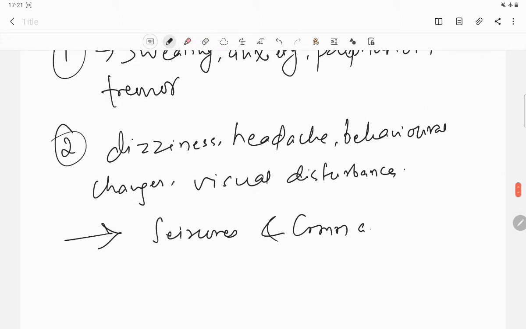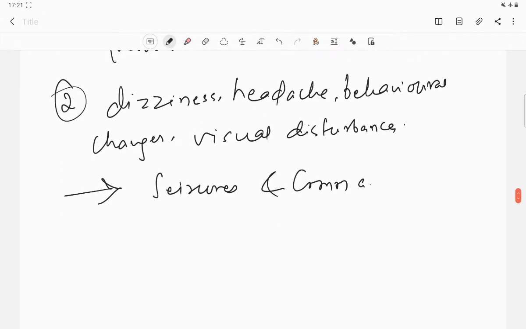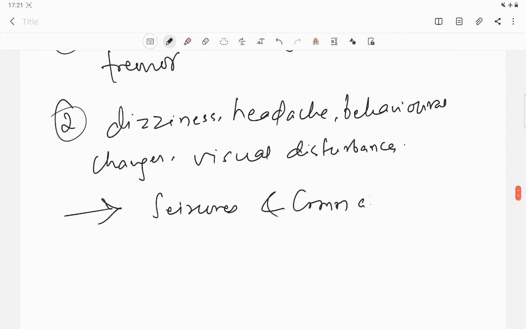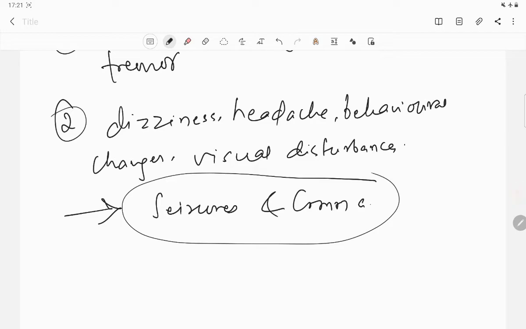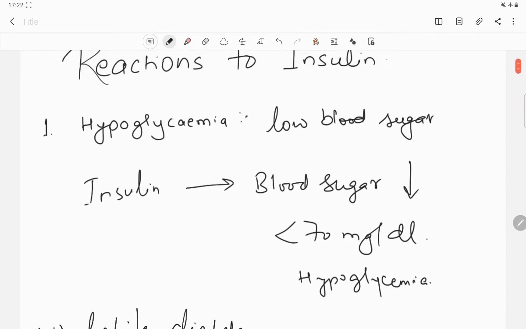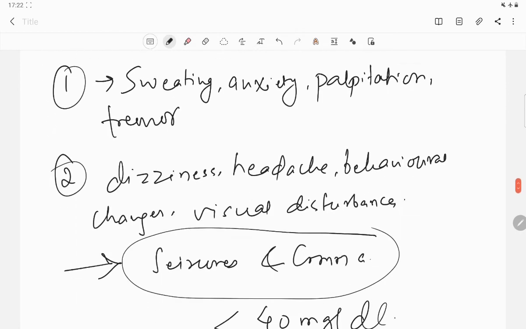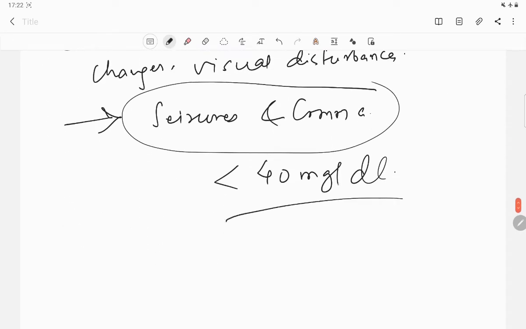So it is very important to recognize these symptoms and to treat the patient at the right time. For seizures and coma to occur, it is generally said that the blood sugar is less than 40 mg per deciliter. Hypoglycemia is blood sugar less than 70 mg per deciliter. When it decreases further to less than 40 mg per deciliter, then seizures and coma can occur.